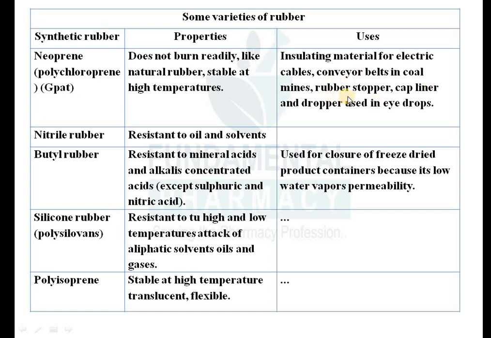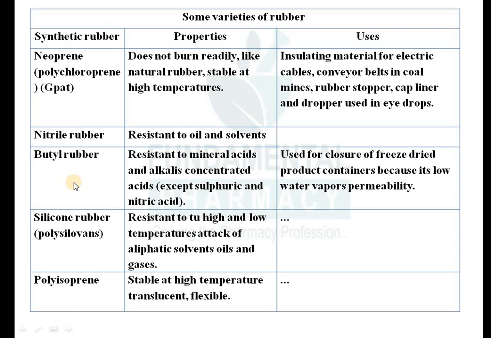Again, rubber stoppers are made up of this neoprene rubber. Then clip liner, then dropper used in the eye drop. So if you see a dropper of eye drop, ऊपर का जो रबर होता है वो रबर होता है neoprene rubber, right? Then again nitrile rubber, it is also resistant to oil and solvent. Then butyl rubber, resistant to mineral acids and alkalis, concentrated acids. Okay, so it is also resistant to the acids, this butyl rubber.